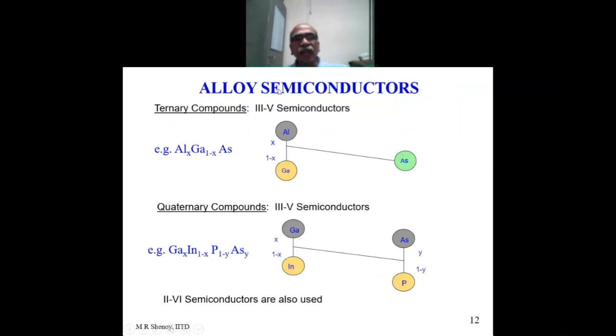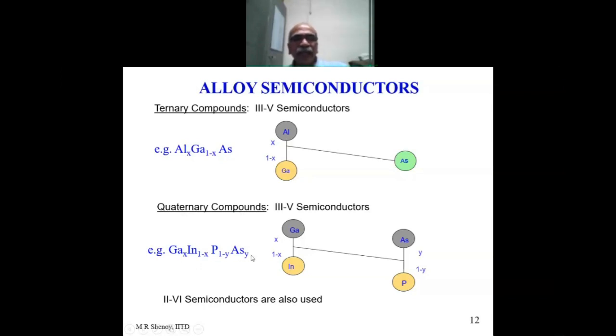Now, a third class of semiconductors is alloy semiconductors. Namely, one element is replaced by a fraction of another. For example, if you start with gallium arsenide, a fraction x of gallium is replaced by aluminum from the same group, Group 3, to make a ternary compound. So gallium, aluminum, arsenide.